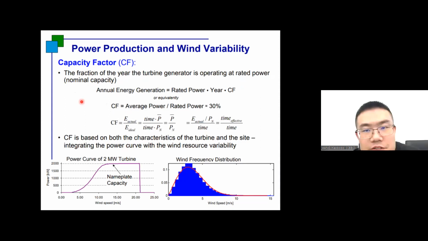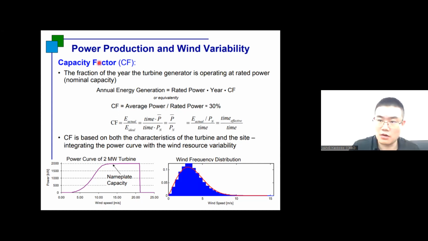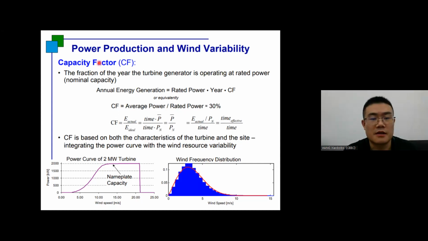Okay, let's go to the power production and the wind variability. The capacity factor. This is the capacity factor compared to the fossil fuel power plant. Because in the fossil fuel power plant, we can regulate the output of the plant. So we can operate it continuously, always meeting our need. But the wind, as you can see from the wind frequency distribution, cannot always be at the wind speed we need. If it's lower than the wind speed we need, the output will be lower than the power we expected. In this case, we need a factor like the capacity factor to know in which time it's operating at the capacity we need.